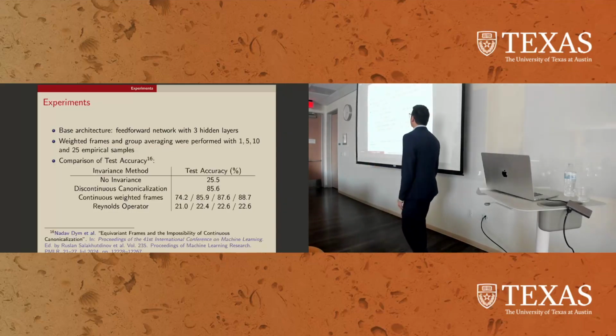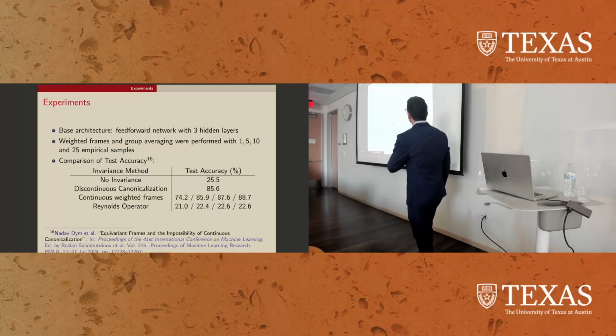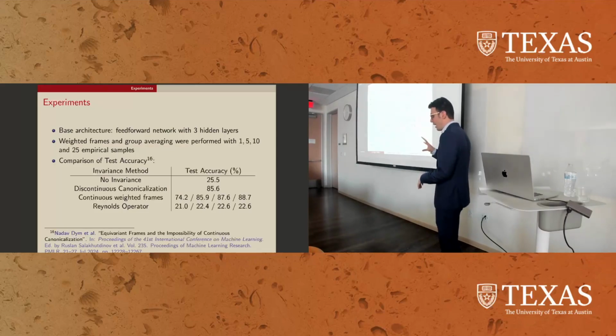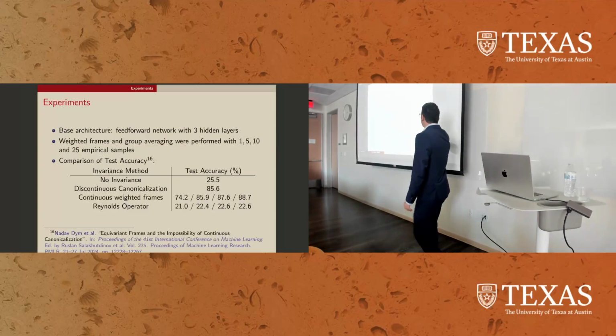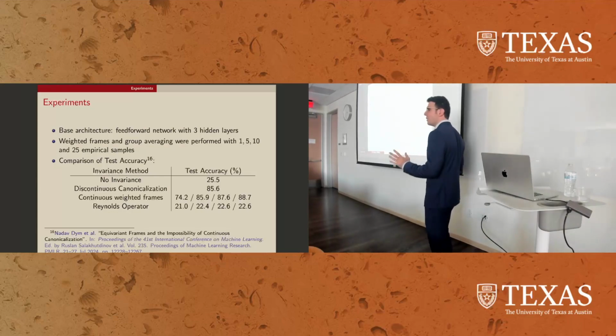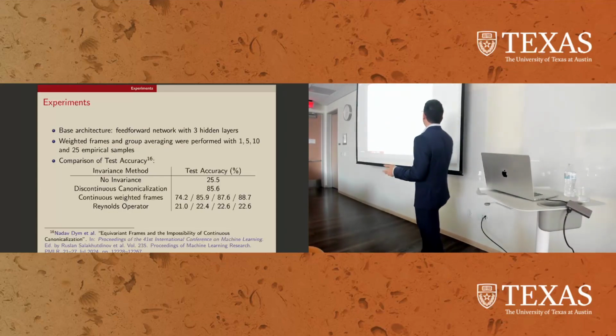So recall that the weighted frames and group averaging, we can't really do those exactly because that would be too expensive. So we implemented empirical sampling to implement those with from 1 up to 25 samples that we tested. More samples means we're evaluating this average function more accurately. And the point of these results is that if you don't build in the invariance or you average over the group, you don't get good results because the group's way too big.